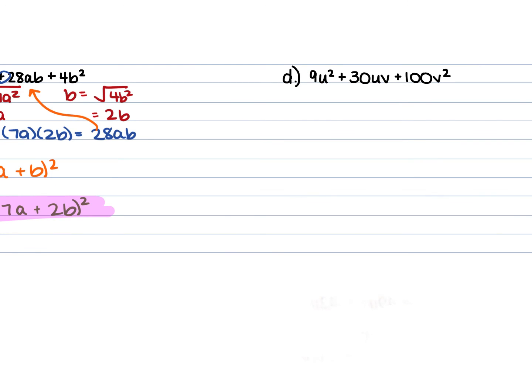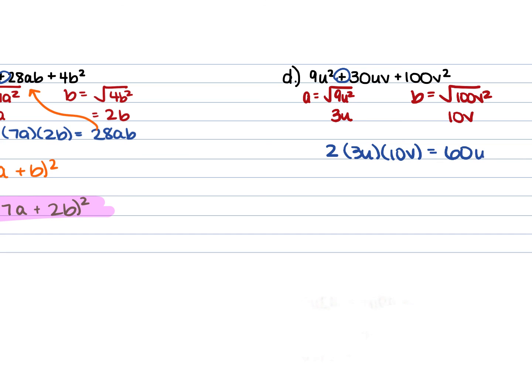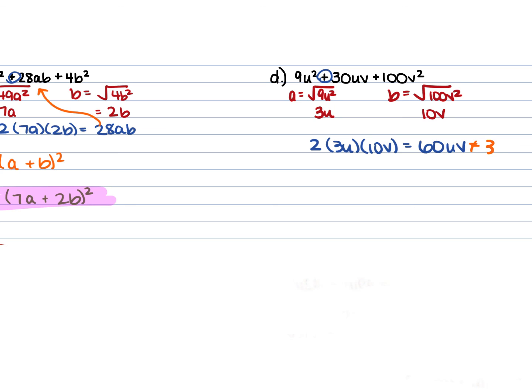For example D, we have 9u squared plus 30uv plus 100v squared. So I'm going to find A by taking the square root of 9u squared, that's 3u. We find B by taking the square root of 100v squared, which is 10v. From here, you have addition in the middle, so it's going to be a positive 2 times 3u times 10v. That gives us 60uv. 60uv is not equal to 30uv, so this is prime.